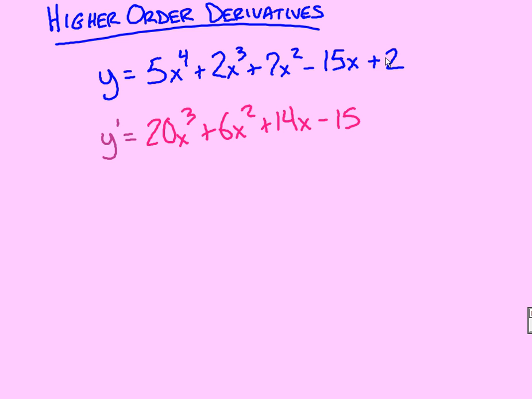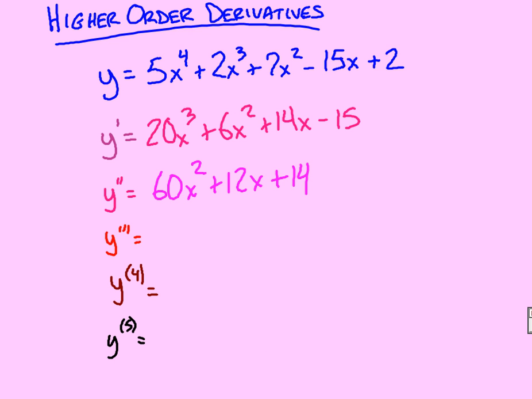But who's to say I couldn't just take a second derivative? This would be called y double prime here. When I do that, it would become 60x squared plus 12x plus 14. I can go on and take even more derivatives, a third derivative, a fourth derivative. This is how we notate it because it becomes bad writing all these primes.